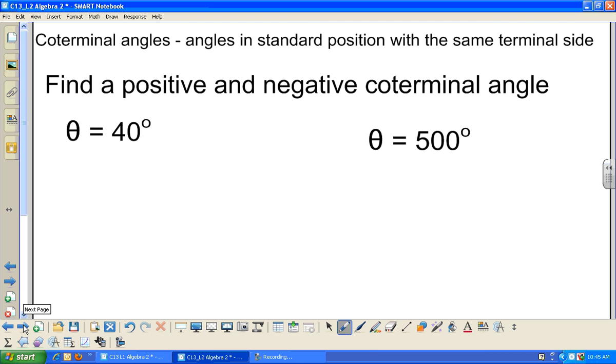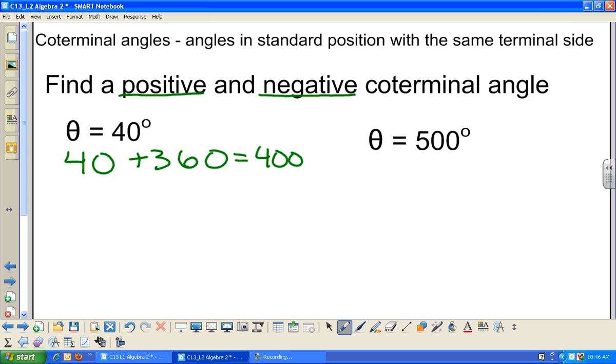So when you're finding coterminal angles, you always want to add or subtract 360. So you either want to take away your full circle or add a full circle to it. Here I want to find a positive and negative angle. So I'm going to take 40 plus 360. That will give me a positive coterminal angle, which would be 400. And I'm also going to take 40 minus 360, which will give me negative 320. Now here I have both a positive and negative coterminal angle.